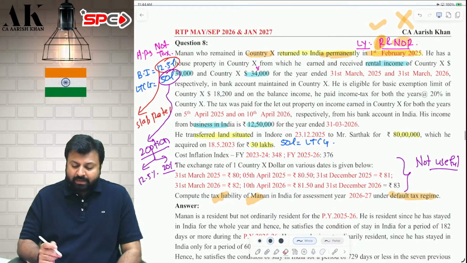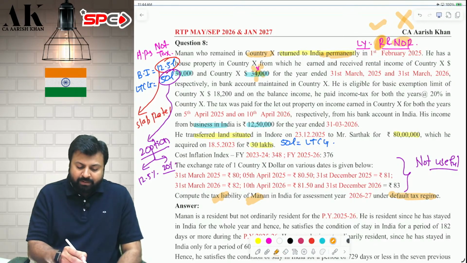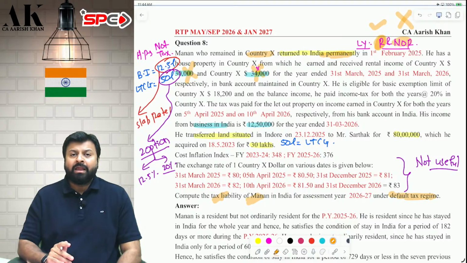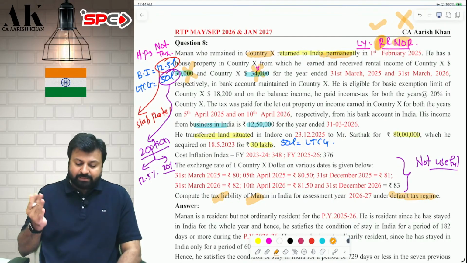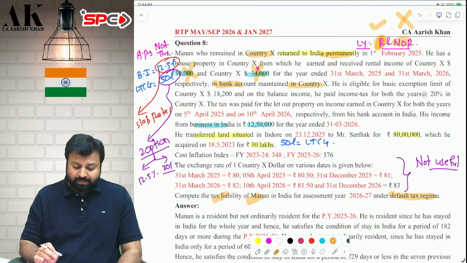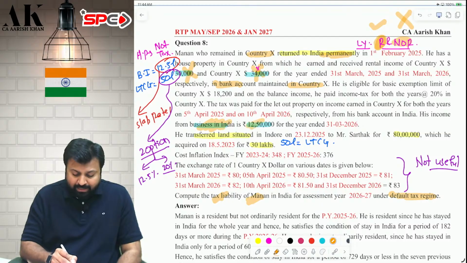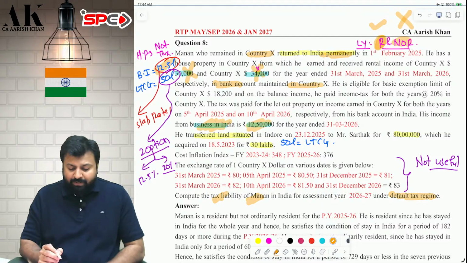Therefore, what is Manan earning? Manan is earning some rental income from country X. See, the rental income from country X will not be taxable in India. Why? Because this accrues outside India. This is received outside India in the bank account in country X. Therefore, that will not be subject to tax in India. What will be taxable in India for Manan is only the business income in India of 12,50,000. That Manan will pay tax on in India.